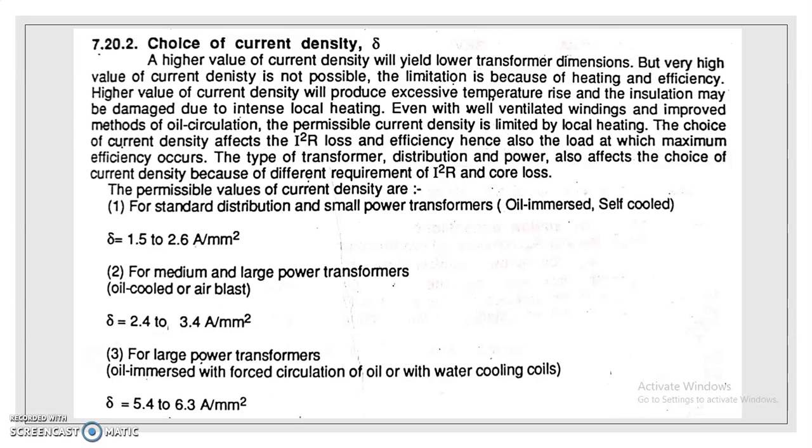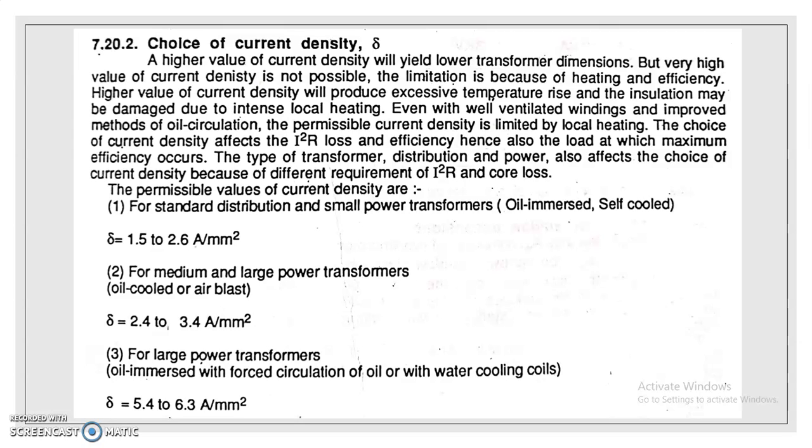It is economical, or it will become an economical design. But on the other hand, a higher current density will appear with higher current, and higher current is basically dealing with the I square R loss. So higher current means obviously I square R loss will be higher, which means heating of the transformer, and it will affect the efficiency of the transformer. So we have to choose a proper value of delta here also.